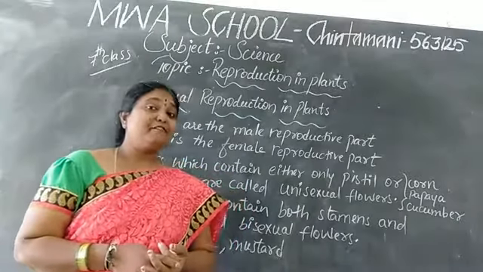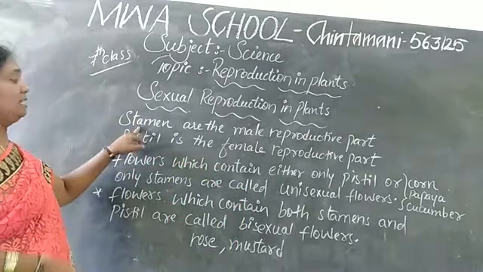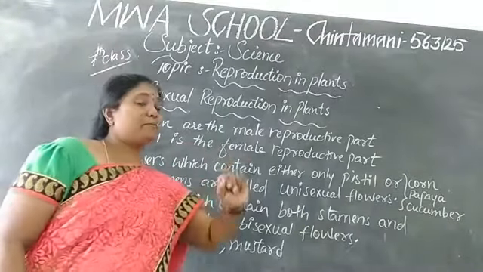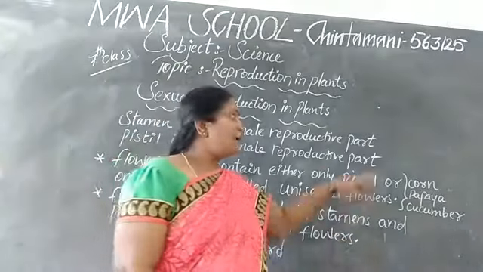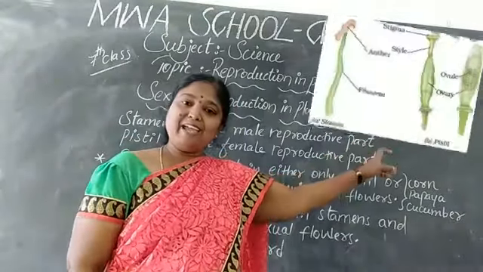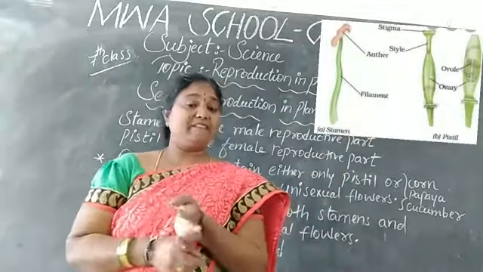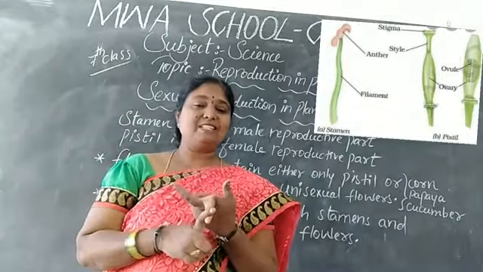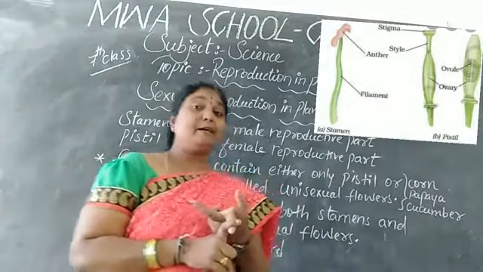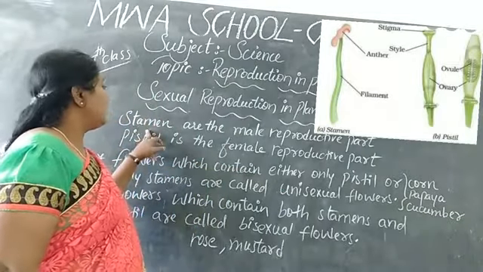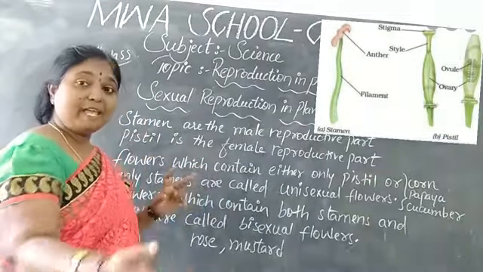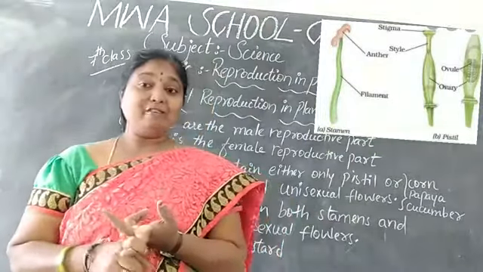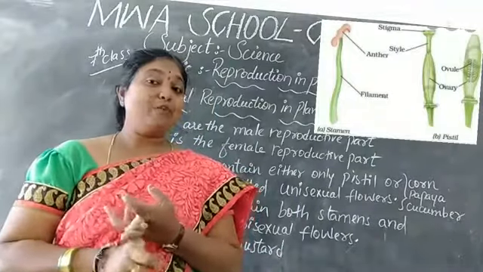So in this we have the stamen, the male reproductive part. Pistil is the female reproductive part. I can show you the picture of the female as well as the male. In a flower we have two types, one is male and one is female. The male reproductive part we call the stamen and the female one we call the pistil.